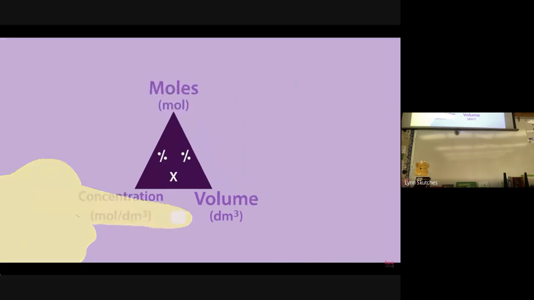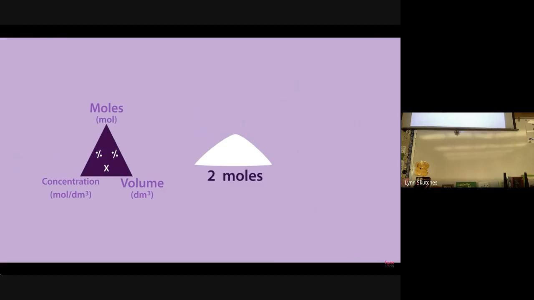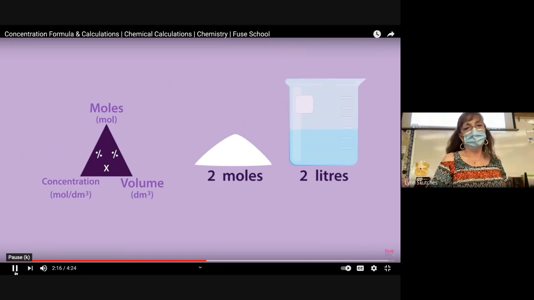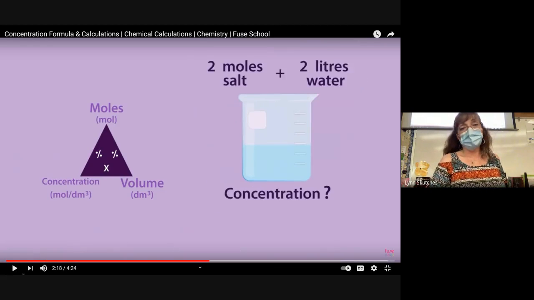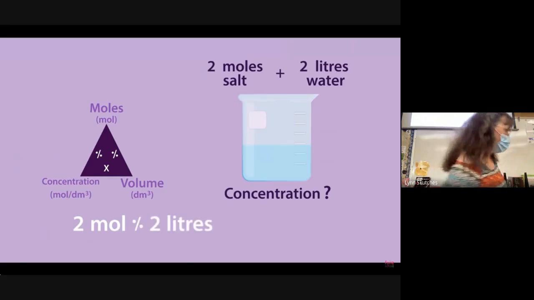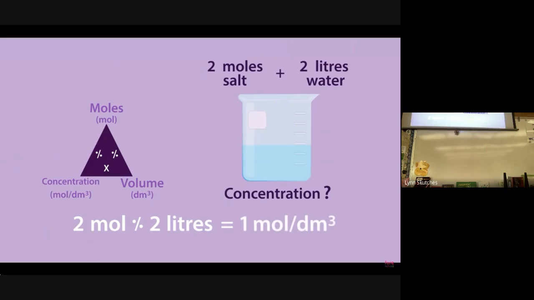Let's try this now. If you have 2 moles of salt and dissolve it in 2 liters of water, use the formula triangle to find the concentration. You don't need the formula triangle. What's 2 divided by 2? 1. It's kind of silly. Don't forget the units. 1 mole per decimeter cubed. 2 moles divided by 2 liters is equal to 1 mole per decimeter cubed. Did you get it right? And did you include your units?